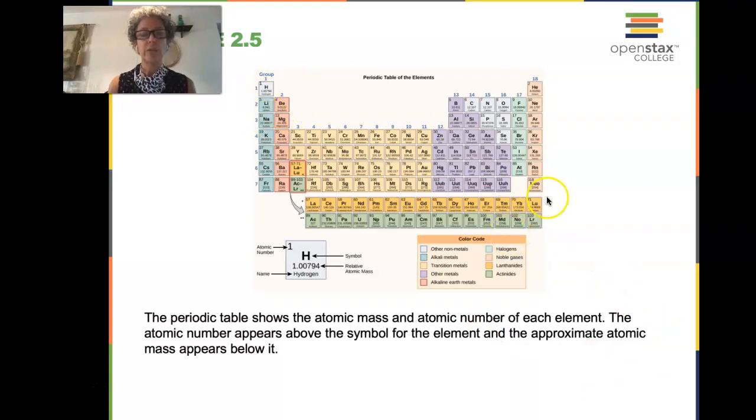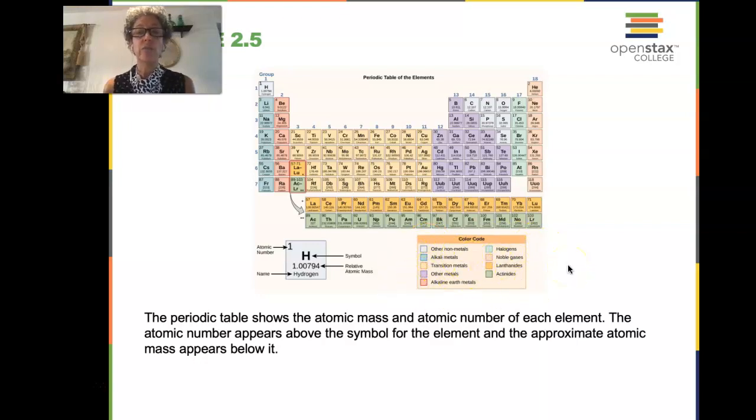The periodic table, I'm sure you're familiar with this. There is one in your free textbook so that you can enlarge that and look at it as you need. But again, it shows you where the atomic number is, the symbol, and the atomic mass. And the groups are color-coded by what types and what period they fall into.